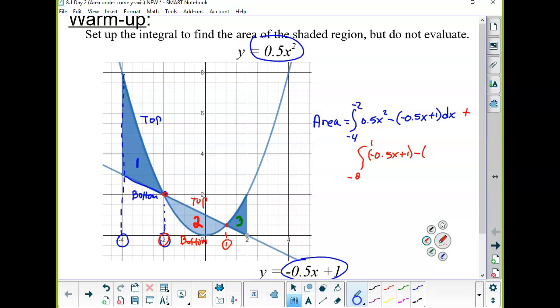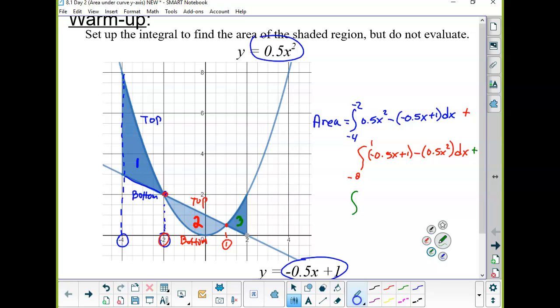But top function is linear, bottom one is now the quadratic. And then you do have to write dx. So check your notation. Did you start with the integral? Are your bounds correct? Dx has to end each one. And then we're going to add the final piece.